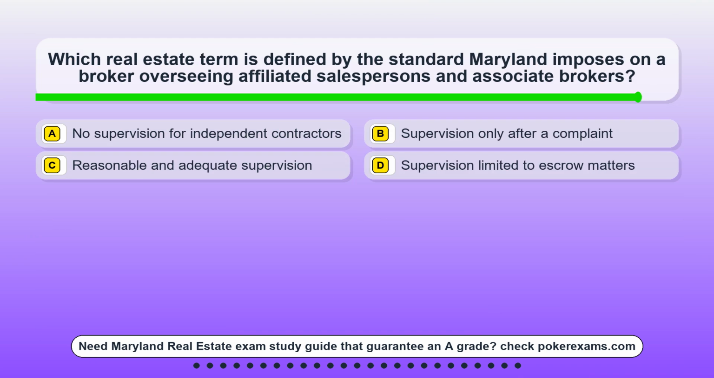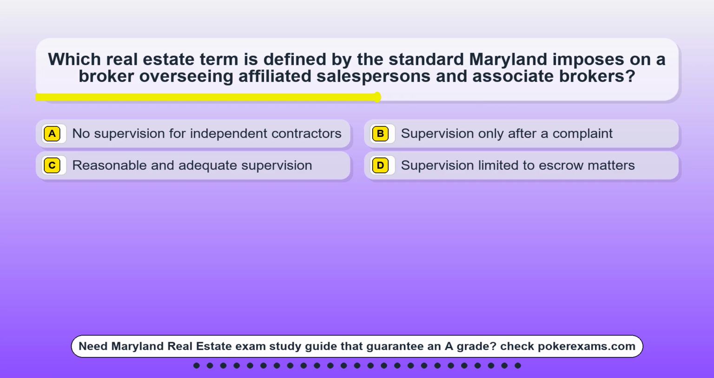Question 6. Which real estate term is defined by the standard Maryland imposes on a broker overseeing affiliated salespersons and associate brokers? Option A, no supervision for independent contractors. Option B, supervision only after a complaint. Option C, reasonable and adequate supervision. Option D, supervision limited to escrow matters.